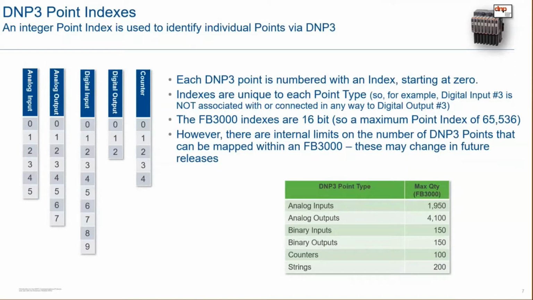So, for example, we support up to 4,100 DNP3 analog outputs. I'd recommend that you always check the documentation. Those numbers may increase in future releases of the firmware or the product.